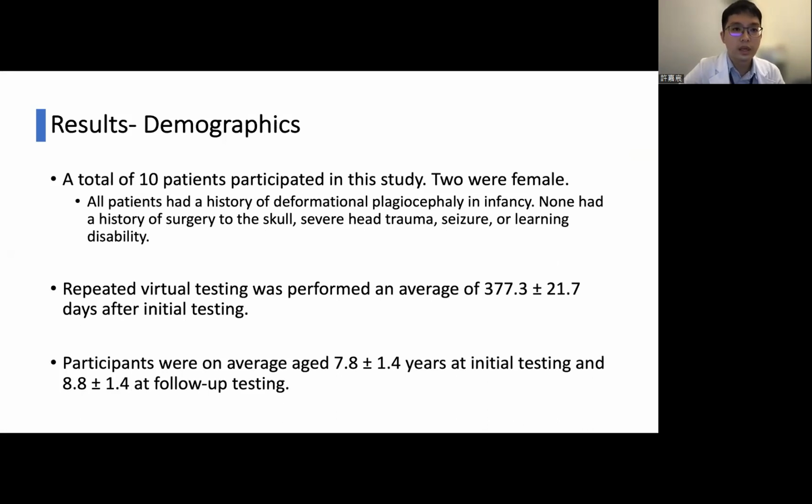So for the results, first is demographics. A total of 10 participated in this study and 2 were female. All patients had a history of deformational plagiocephaly in infancy, and none of them had a history of surgery to the scalp, severe head trauma, seizure, or learning disability. Repeated virtual testing was performed an average of 377.3 days after initial testing. And participants were on average age 7 years at initial testing and 8.8 years at follow-up testing.